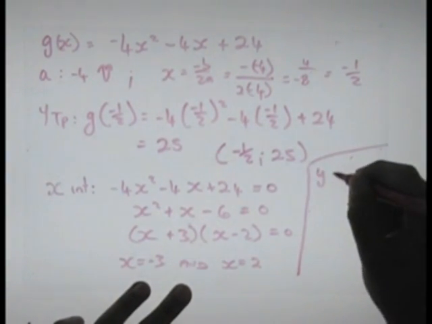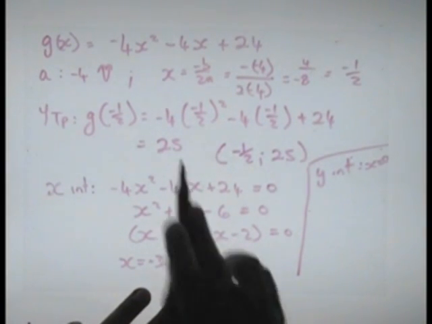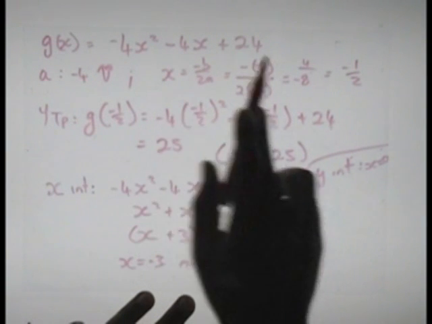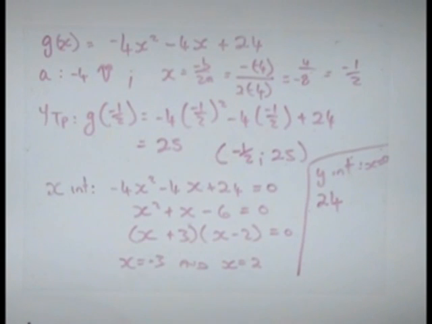My y-intercept happens when x is equal to 0, which in this case will be 0 minus 0 plus 24, which is equal to positive 24.